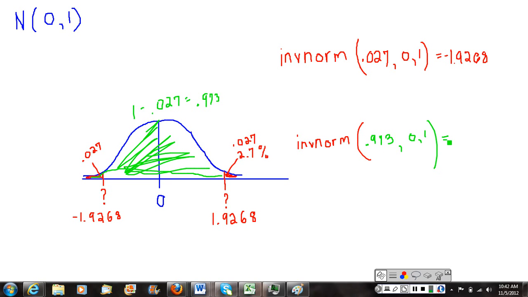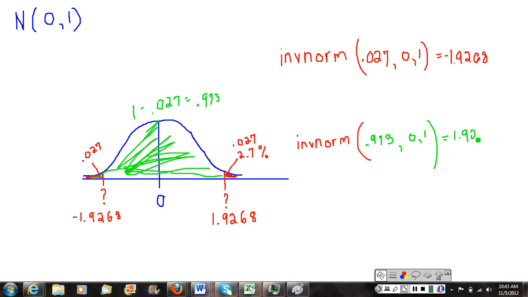We use the inverse norm command, so second vars, and then choose option 3, inverse norm, and then we've got 0.973. Oh, not a negative. I wrote a negative. 0.973, and then 0, and then 1, and it gives us 1.9268. So that's the same answer, we could calculate it either way there.